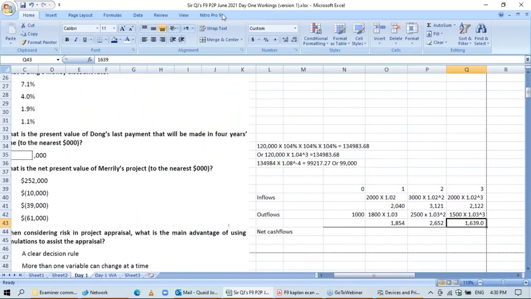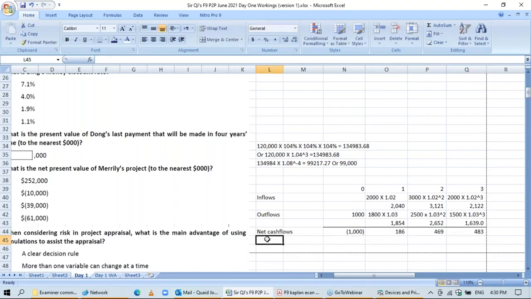Okay, students. The net cash flow amount for year 0 is the initial investment, which is 1,000. This will be minus because there is an outflow. In year 1, the net cash flow is 186. In year 2, the net cash flow is 469. And in year 3, the net cash flow is 483.